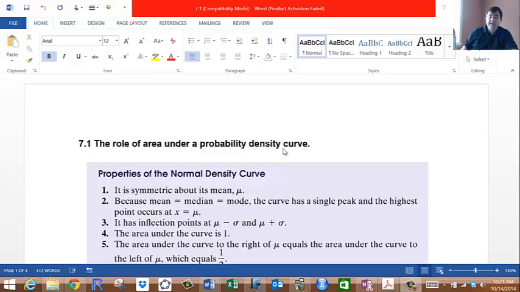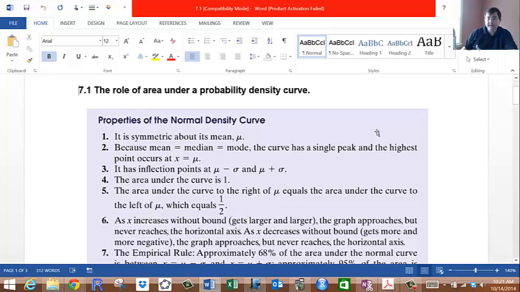So let's go ahead and take a look at 7.1, which is going to be an important section that basically describes that the area underneath a density curve is equal to probability, which is also equal to proportion of population. So I'd write that down and be familiar with that idea, and I'll explain what I mean as we go through.